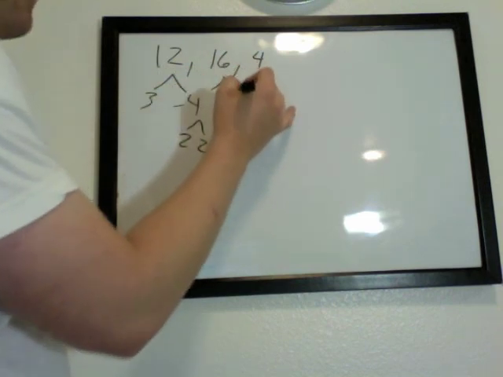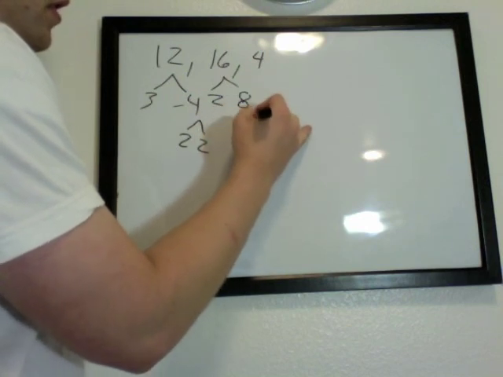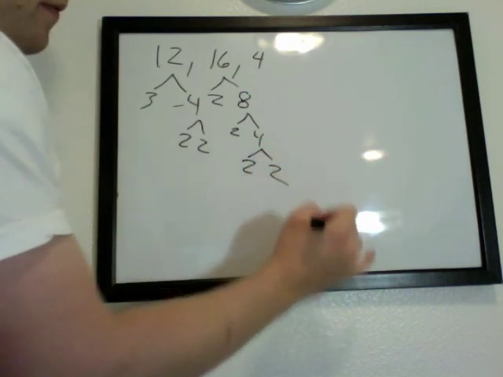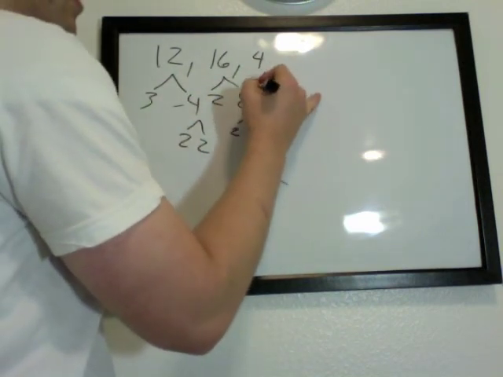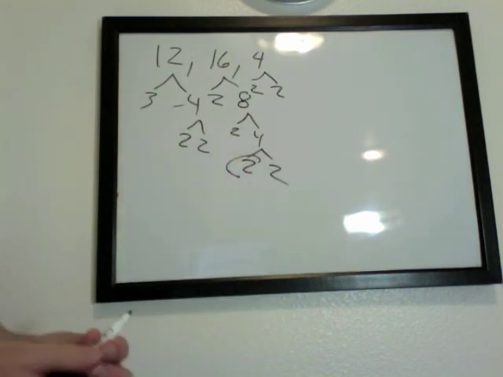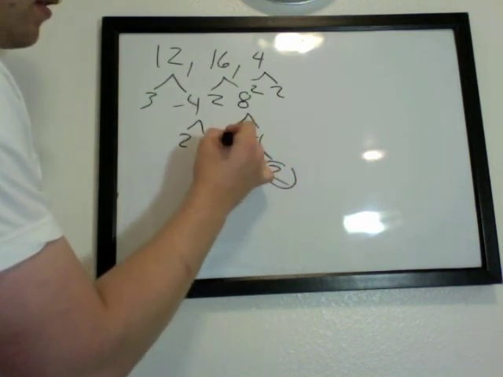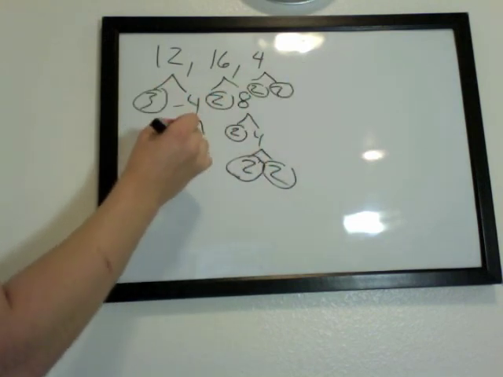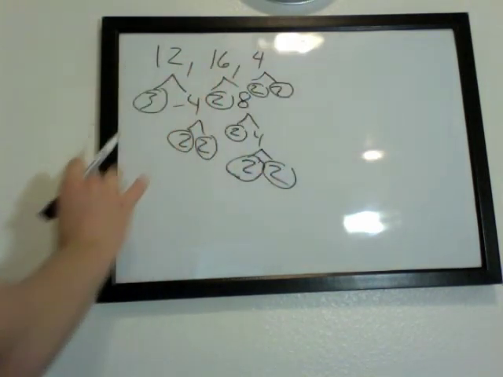Let's break 16 apart. 2 and 8, maybe? Yeah, that sounds good. 8 is 2 and 4. And 4 is 2 and 2. Okay, and 4 breaks into 2 and 2. This is very interesting. Now let's circle the primes for each one. There's a prime here, prime here. Now, what primes do we have? We have a 2 and a 3.